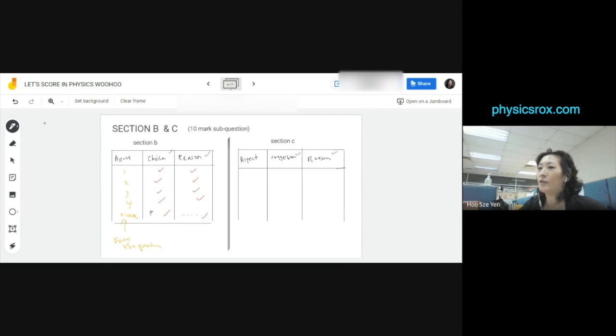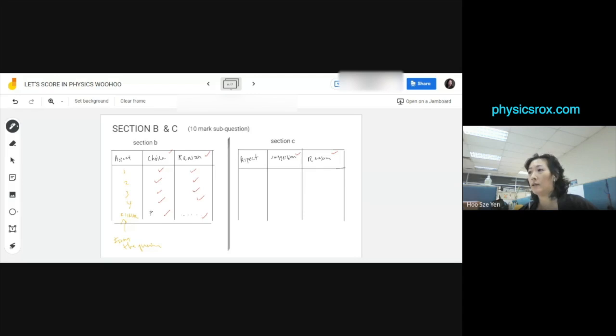So section C is a little bit open-ended. Either the question will give you the aspects that you need to consider, or sometimes you don't even have them, it's open, and you figure it out for yourself. It depends. I've seen SPM questions where some give the aspects and some don't.